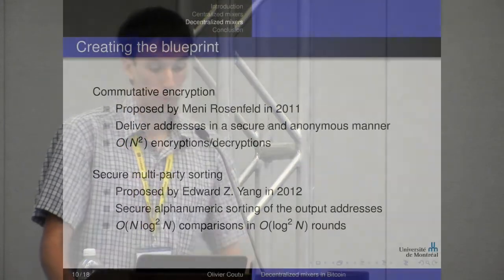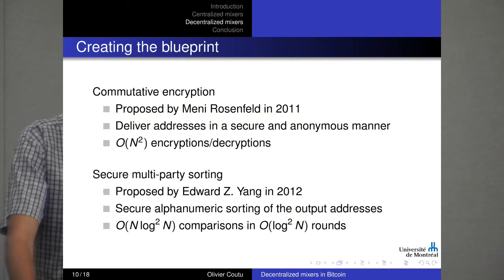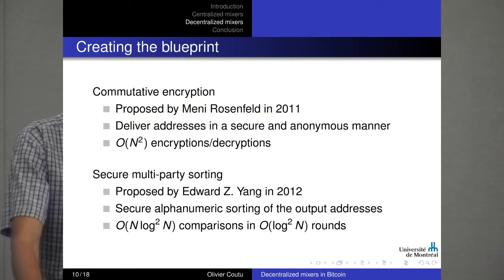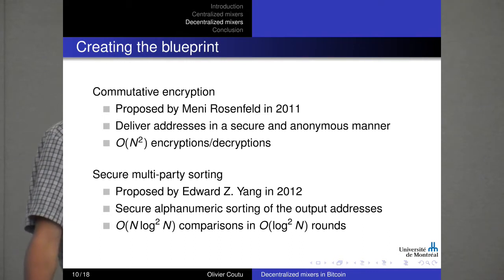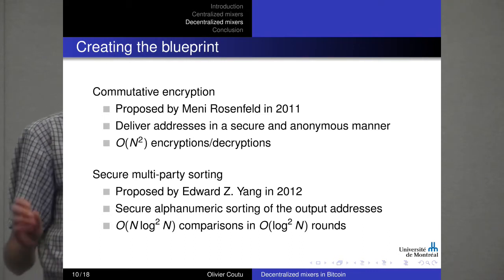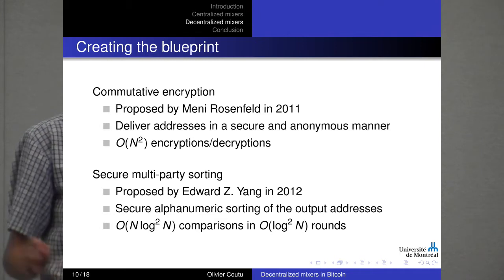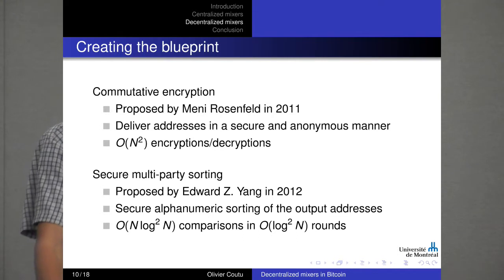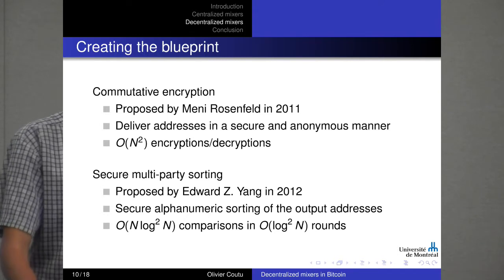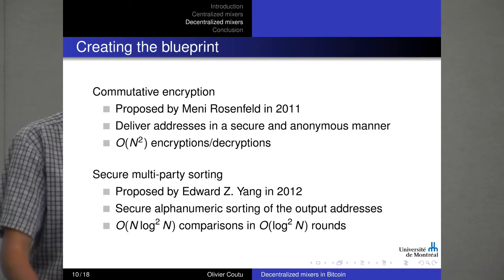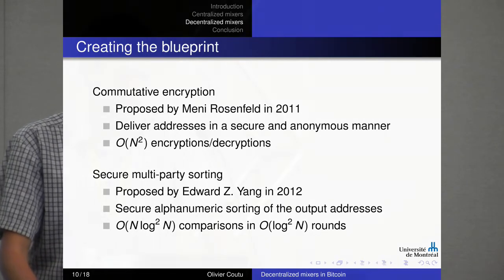And there's two ways that have been proposed before. The first one was by Manny Rosenfeld, who's here with us this weekend, and he used commutative encryption to do it. What he does is encrypt each of the output addresses and send them to a user in such a way that when they're decrypted, it is impossible to know who that address came from. Now, the downside of this is that it doesn't scale very well. For three players, it's actually quite easy, but for n players, it takes the square. We need n square encryptions and decryptions where n is the number of users in there. So that's quite expensive and prohibitively so at this point.